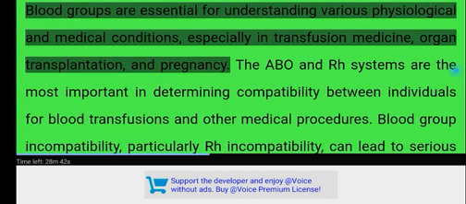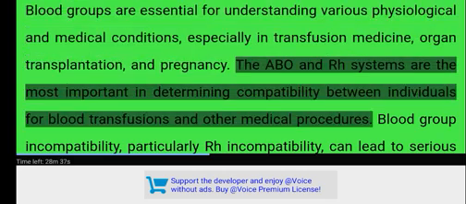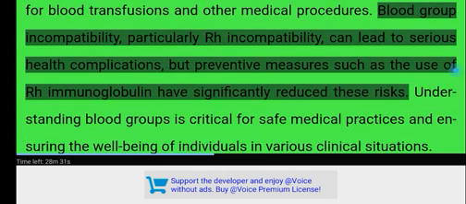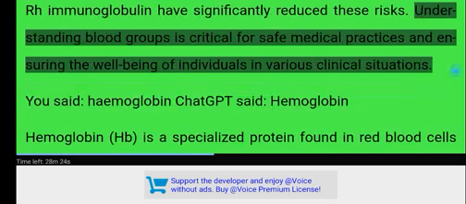Conclusion. Blood groups are essential for understanding various physiological and medical conditions, especially in transfusion medicine, organ transplantation, and pregnancy. The ABO and Rh systems are the most important in determining compatibility between individuals for blood transfusions and other medical procedures. Blood group incompatibility, particularly Rh incompatibility, can lead to serious health complications, but preventive measures such as the use of Rh immunoglobulin have significantly reduced these risks. Understanding blood groups is critical for safe medical practices and ensuring well-being in various clinical situations.